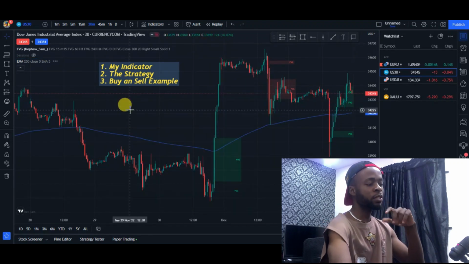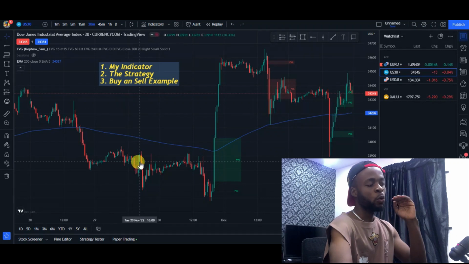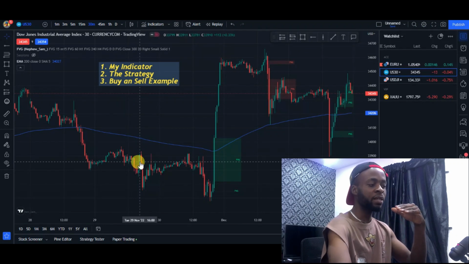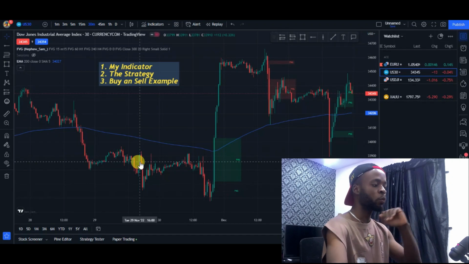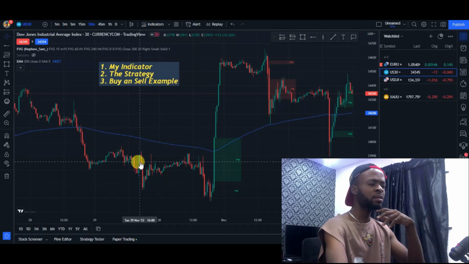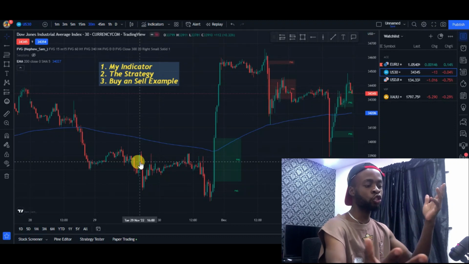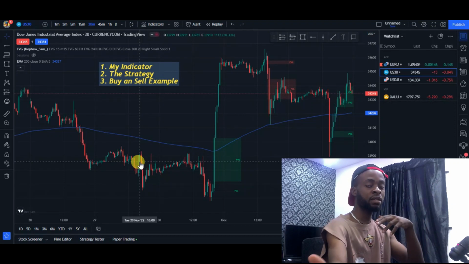So the reason why I'm using the 200 EMA is because when price is above the 200 EMA, it's clearly indicating that price is in a strong buying phase, and when price is below the 200 EMA, it clearly indicates to me that price is in a strong selling phase.